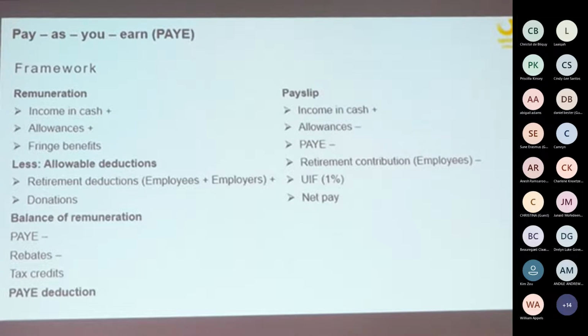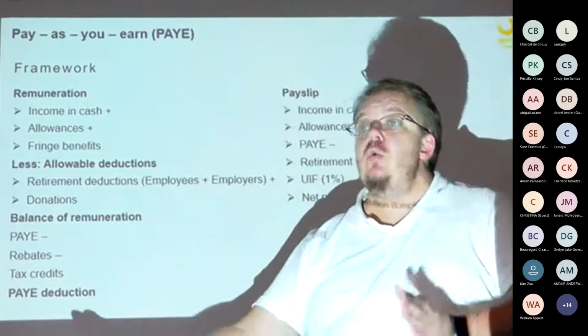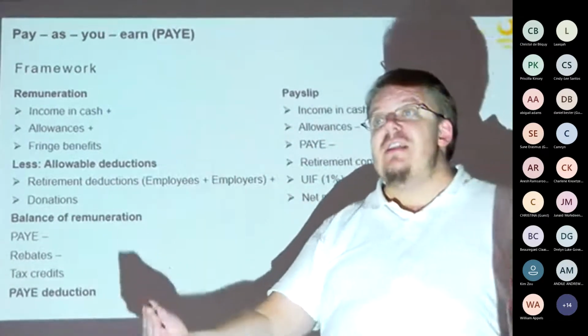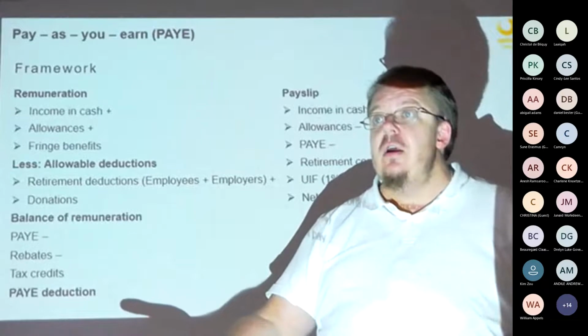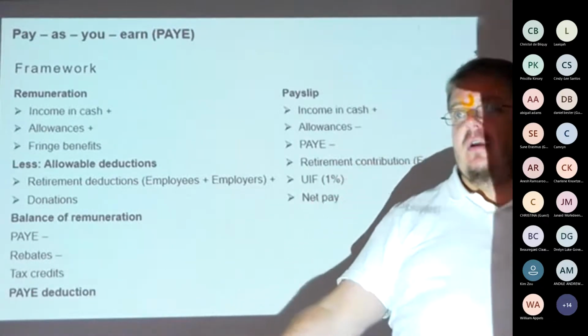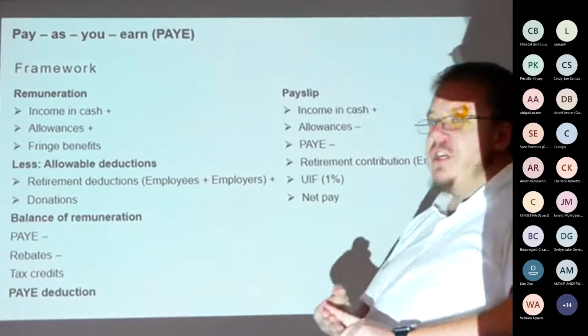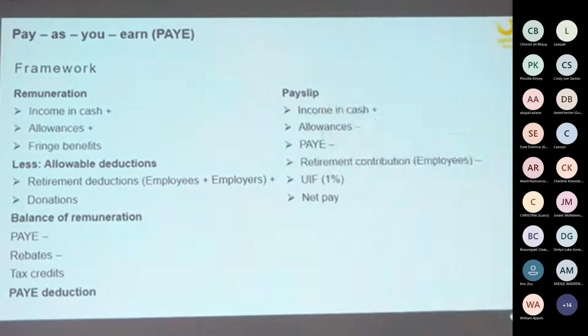I see you frowning. That's how a fringe benefit works. A fringe benefit is you get the benefit without paying, but the receiver says, no, that's not fair. You cannot have the benefit without being taxed on the benefit. And that's what a fringe benefit is. So all of those three things are included in remuneration: your cash income, your allowances, and your fringe benefits. We will look at them in a little bit more detail later on.